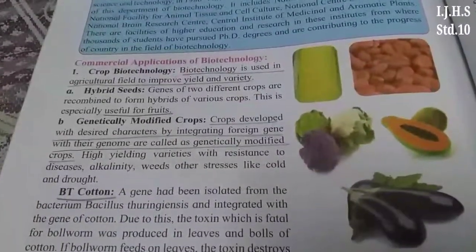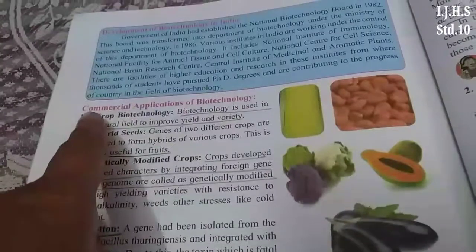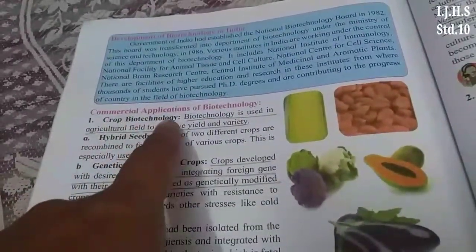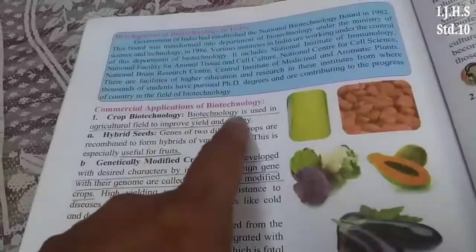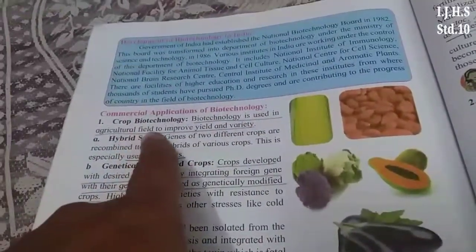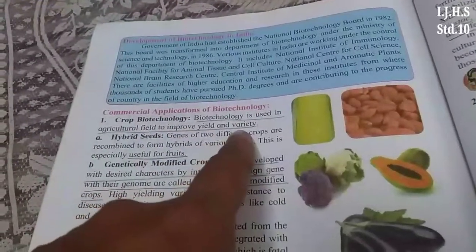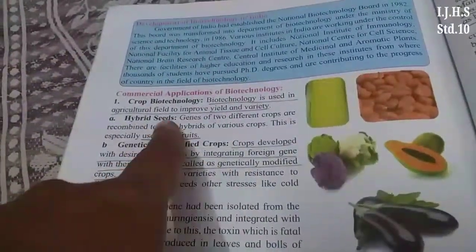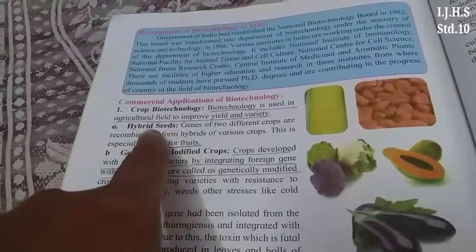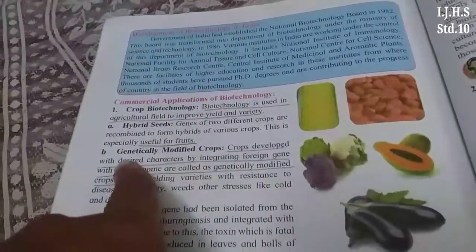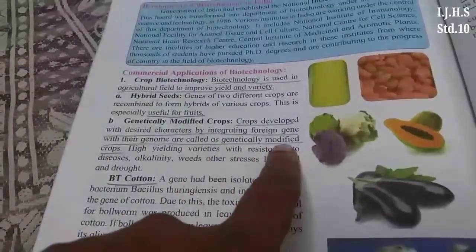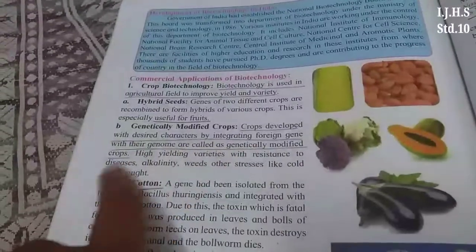Now take out your textbook and underline important points. Today we saw commercial applications of biotechnology in crop biotechnology. Underline: biotechnology is used in the agricultural field to improve yield and variety. We take a huge quantity of yield and different types of variety. In that we saw hybrid seeds, which are useful for fruits. Then we saw the genetically modified crop. Underline this definition, children. These are called genetically modified crops.